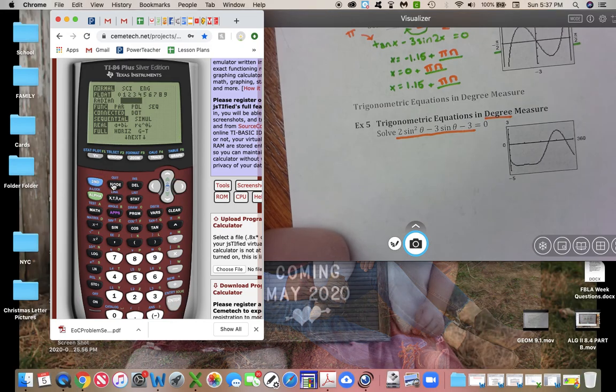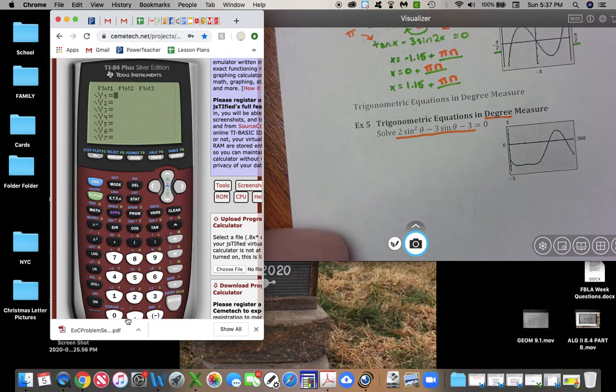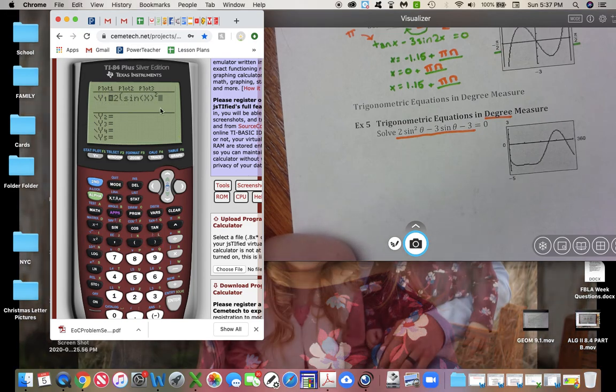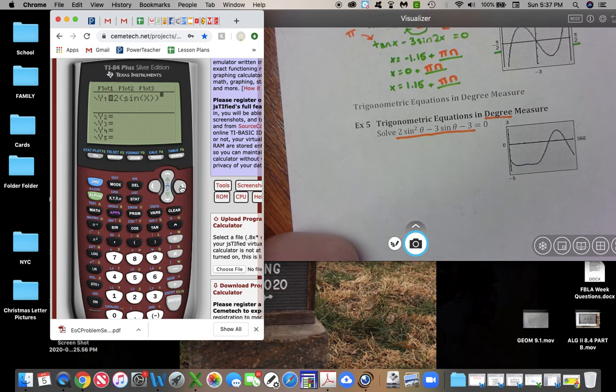Second quit. Okay. Y equals, I'm going to clear him out and type this function in here. So I have 2 parentheses, sine of x, close parentheses, and then square. That's how you're going to write that function squared, okay?